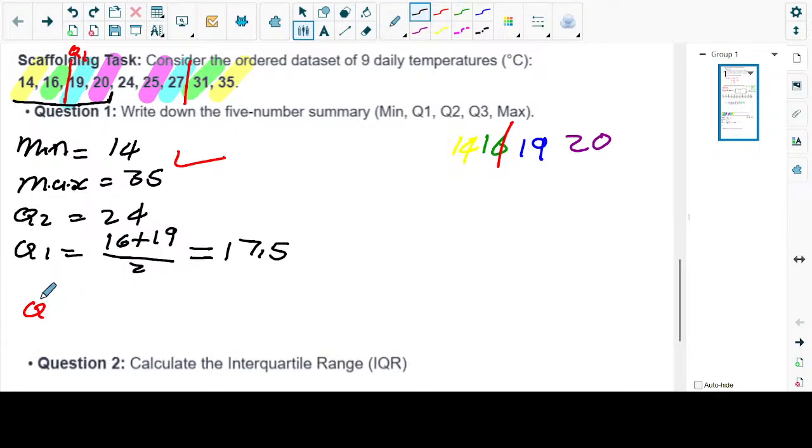So we're adding 27 and 31, which is 58, and then we're dividing by 2. Why we're dividing by 2 is because we're adding 2 values. So 27 plus 31 all over 2 gives us 29.